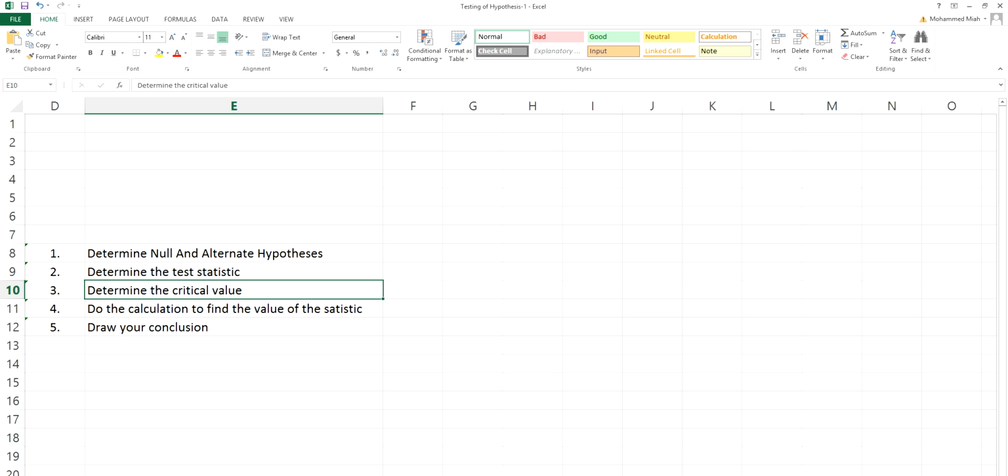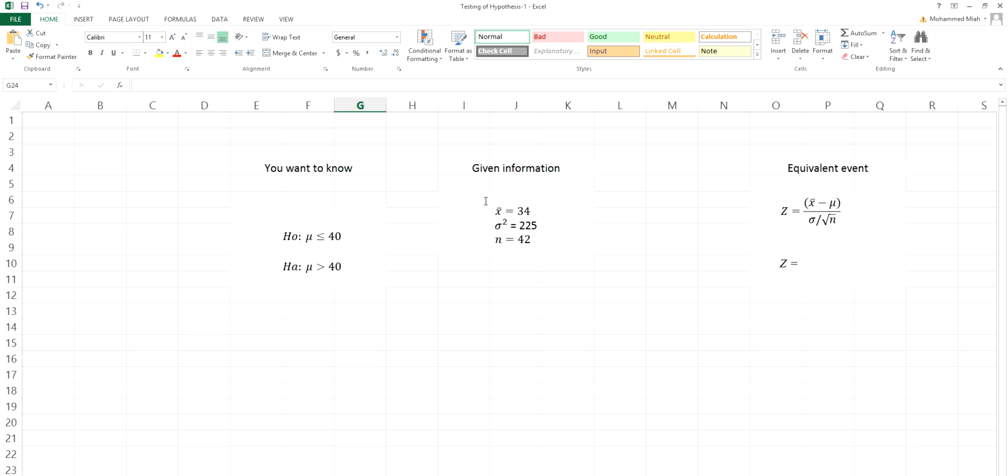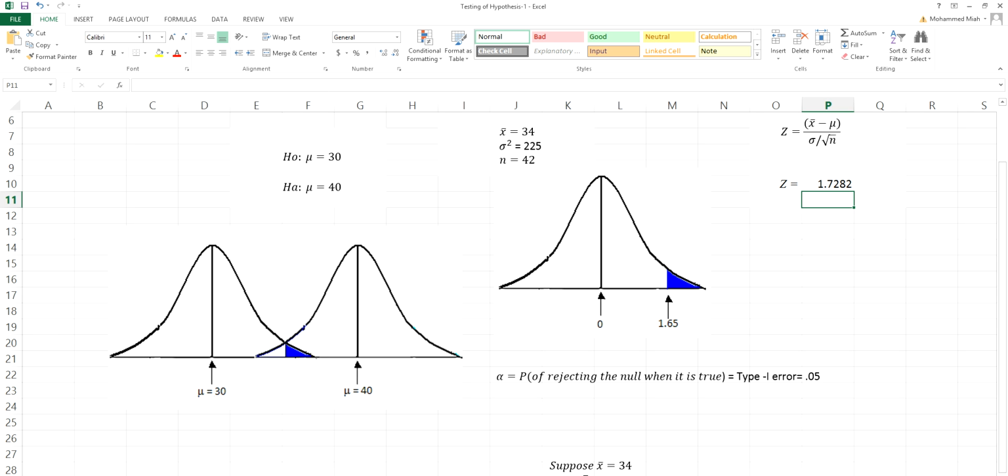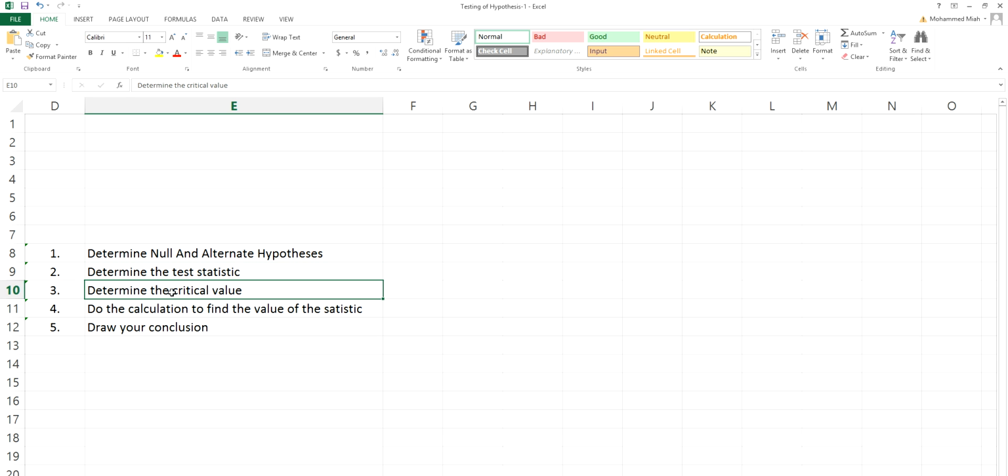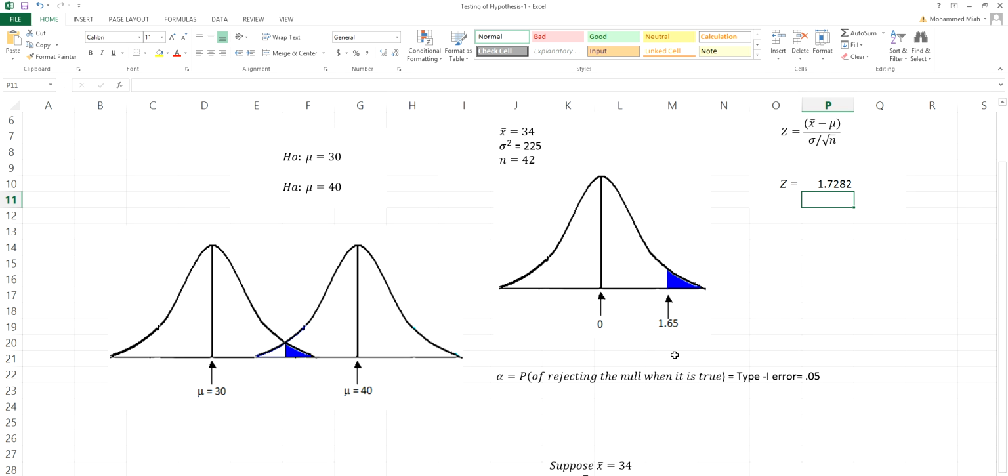So what are the steps involved? First is to determine the null and alternate hypothesis, and then determine the test statistic. The test statistic is going to depend on what information is available to you. In this case, you have X bar, and you have the sigma square and the sample size, and so on. Okay, so what is the next step? Your next step is to determine the critical value. How are you going to compute the critical value? You're going to compute it based on the test statistic that you're going to use and the level of significance.